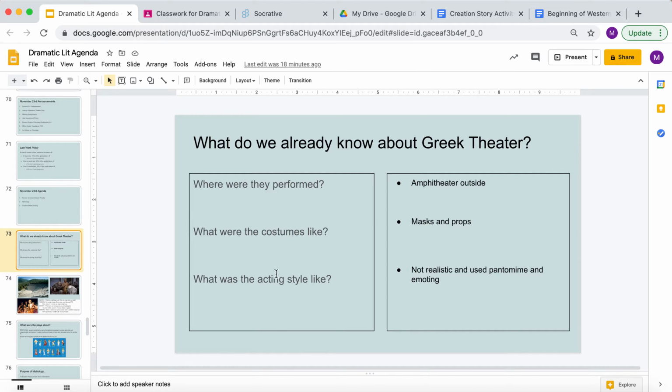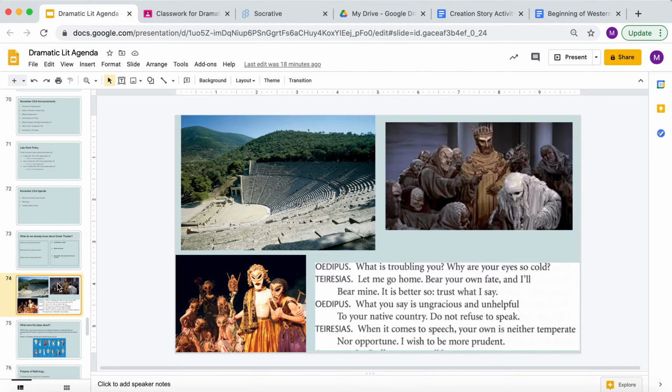We also talked about how the acting style is not realistic and uses pantomime, which is when you're using big gestures to portray what you're doing, and emoting, so they're doing big things with their voices.